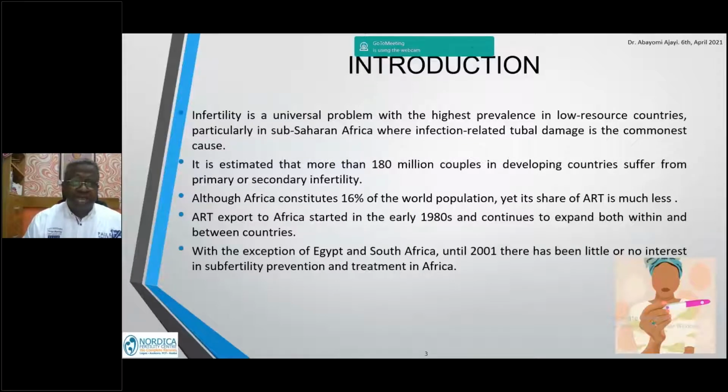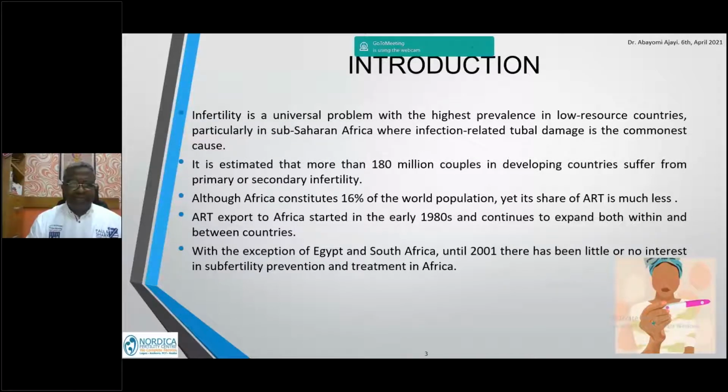Okay, we know that infertility is a universal problem with the highest prevalence in low-resource countries, particularly in sub-Saharan Africa, where infection-related tubal damage is mainly the cause. We estimate about 180 million couples in developing countries suffer from infertility. Africa accounts for about 16% of the world population, but its share of ART is much less. It's estimated to be about 1%.